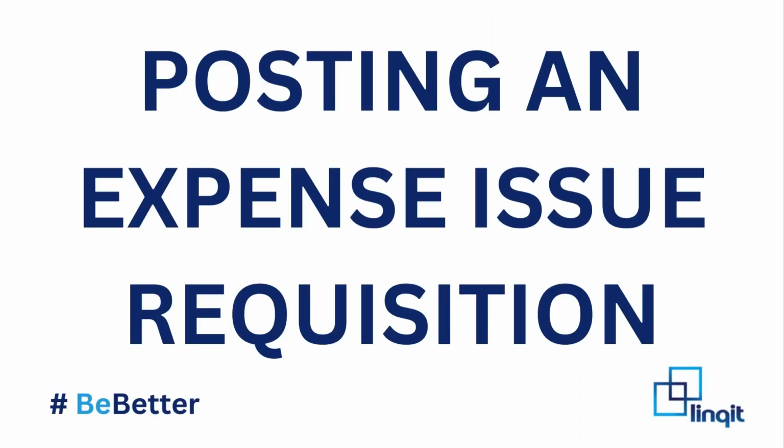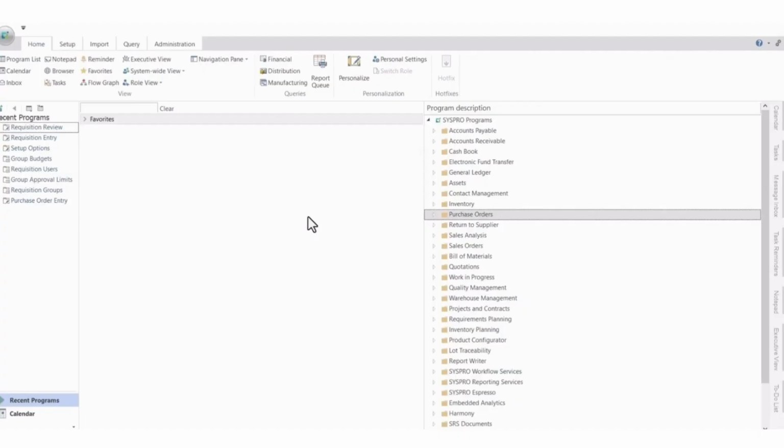Peter has approved the warehouse issue requisition for 5 speed mountain bikes. Therefore, these items are ready to be issued from the requisition review program. So we're going to select to review these items and post the expense issue. So let's post an expense issue requisition.